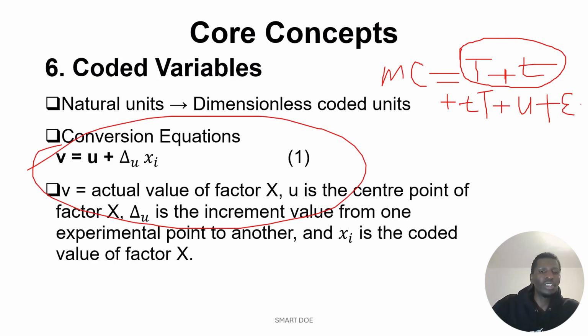So in this equation, V stands for the actual value of factor X. Let's say factor X is temperature, the actual value of temperature. Then U is a center point.